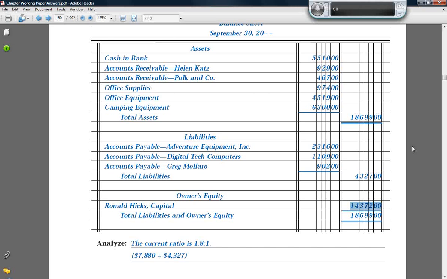Okay, again, how quickly I can convert my current assets to pay off my current liabilities is what we're looking for with the current ratio.